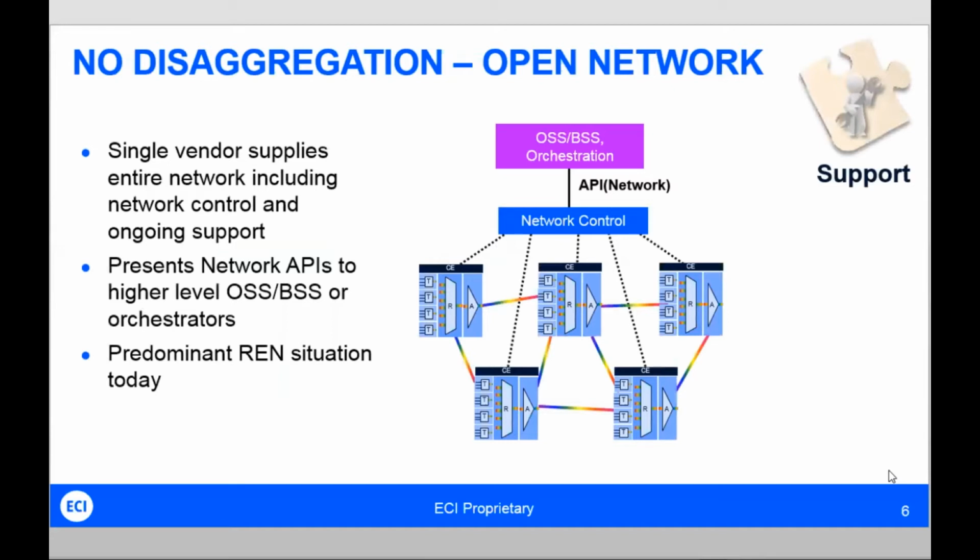So we'll start off with the case which I would call the prevalent case today, which is no disaggregation. What you're doing is you're turning to a single vendor to supply the entire network. And in this particular case, you see all that network in blue, all the various nodes which pull together in systems, your transponders, your muxponders, your ROADMs, your amplifiers, that little box on top which says CE, it's common equipment. They all come together in terms of some kind of network control system provided by the vendor.